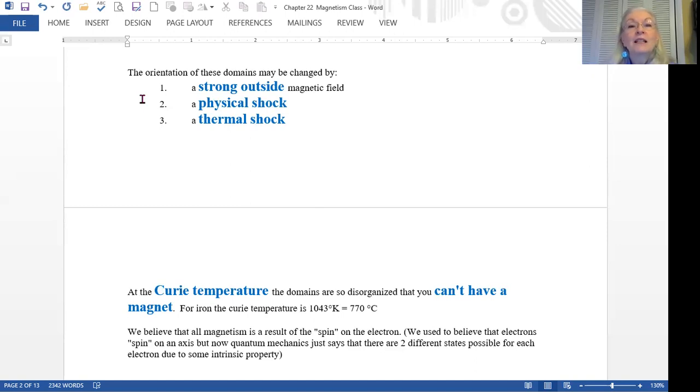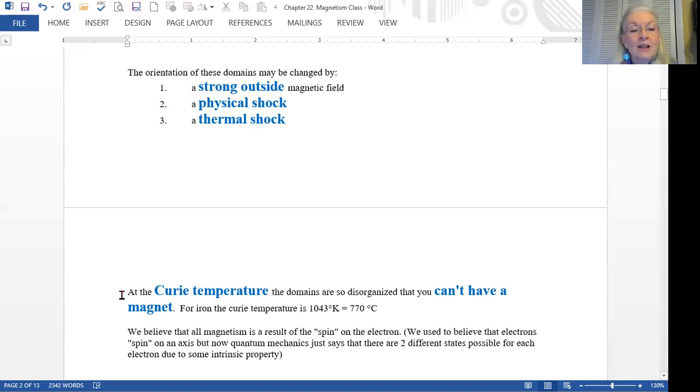If you heat a material that has magnetic domains just a little bit, you give the magnetic domains more kinetic energy and they tend to self-align and make the material more magnetic. Conversely, you can overheat it and give them too much kinetic energy and they just go crazy and you don't have magnetic domains organized anymore.